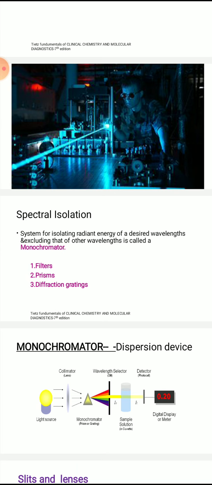As monochromators, what are we using? Filters, prisms, and diffraction gratings. These three things we use as monochromators. First is filters, then prisms, then diffraction gratings. Nowadays diffraction gratings are used, which are better than filters and prisms.